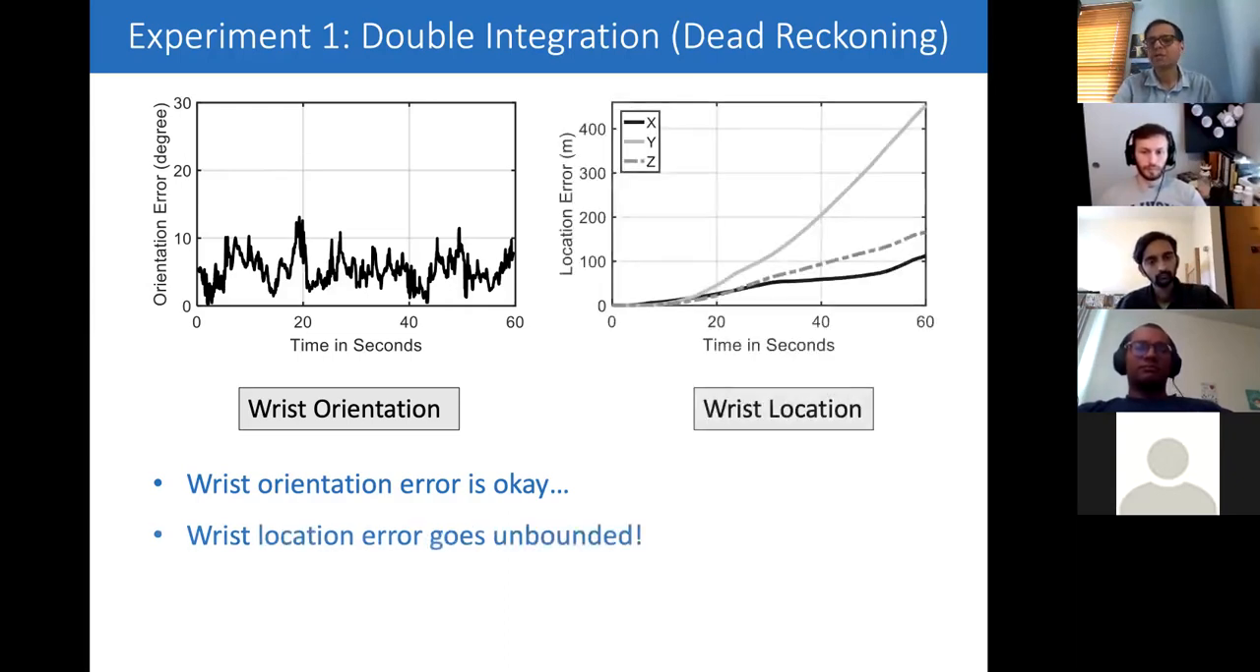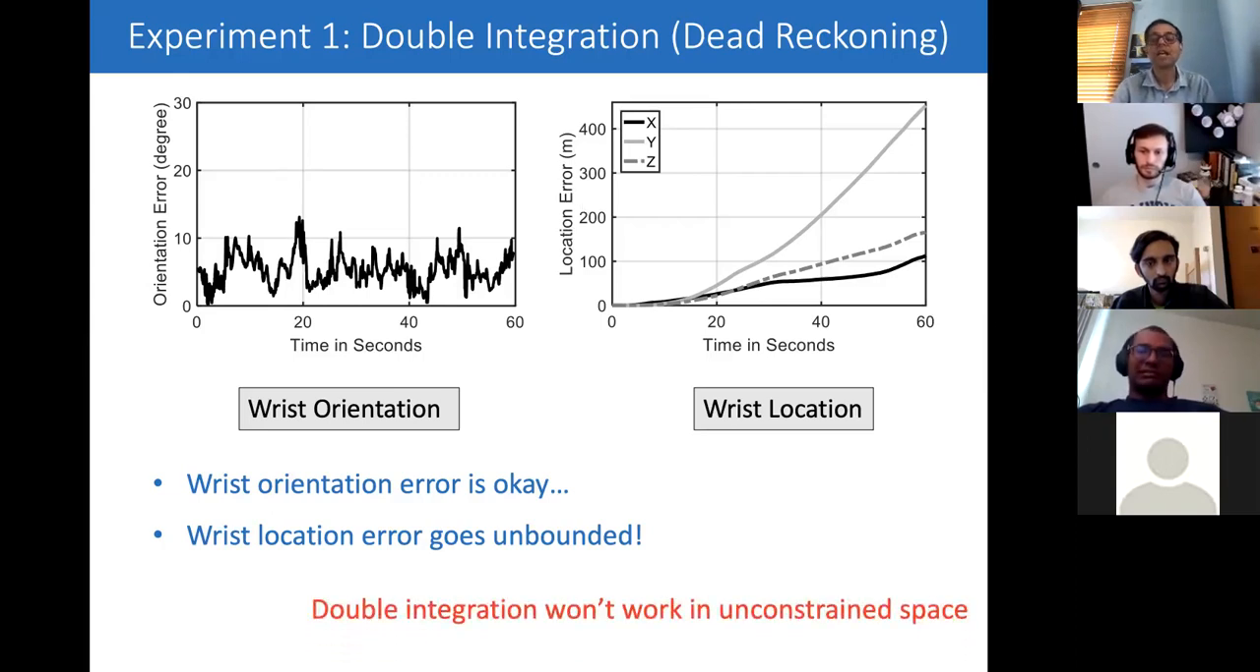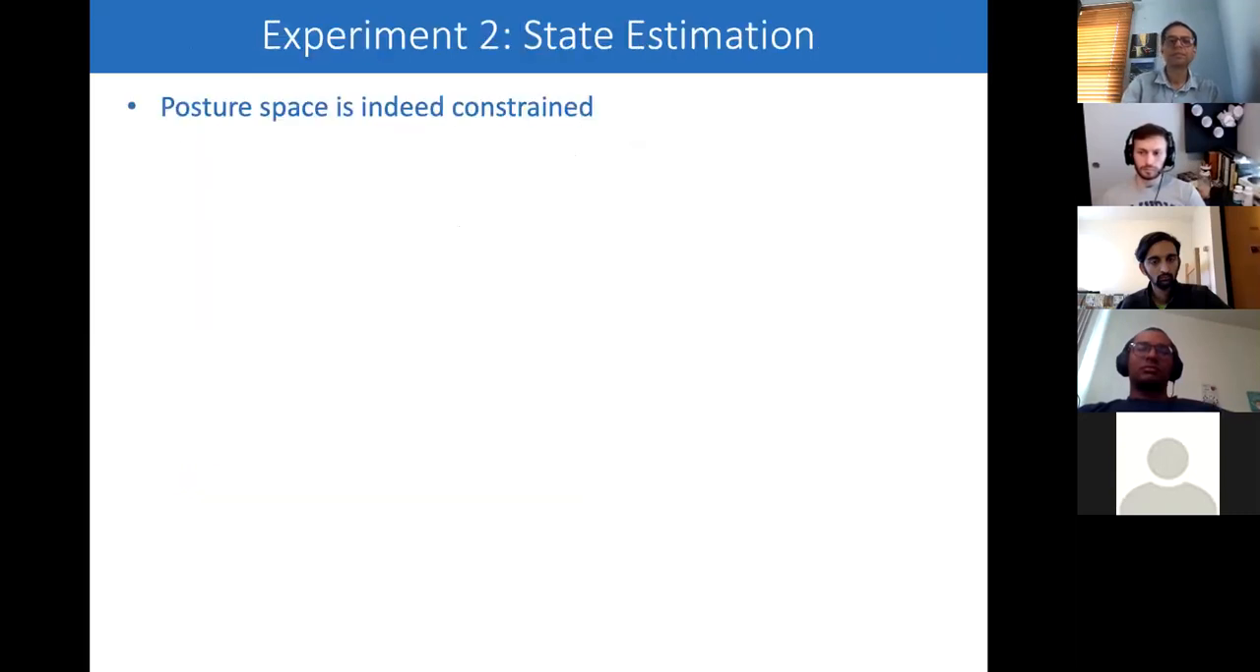So wrist orientation is not too bad, but look at what happens with wrist location. The y-axis is the error. In the previous graph, the y-axis was the error in degrees. For wrist location, the y-axis is the error in location in meters. And it's very bad because this is where you're double integrating the accelerometer. So double integration won't work. If you just try to do wrist location tracking, forget it. Wrist orientation, maybe. So then what do you do?